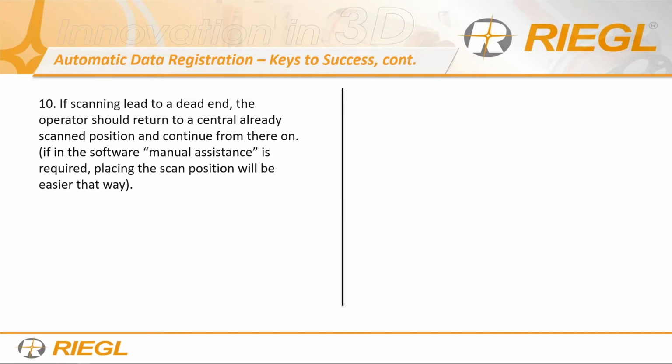And if scanning leads to a dead end, the operator should return to a central, already scanned location and continue from there. So at the beginning, we do recommend that you continue to the next position one after another and not jump back and forth. But I also indicated that it is okay. There are going to be a lot of scenarios where you're at a dead end, or you're in a residential neighborhood where there's a cul-de-sac and you have nowhere else to go, but make sure you start where you already have scan, and start with as much overlap as possible, right? So like I said, overlap is king.